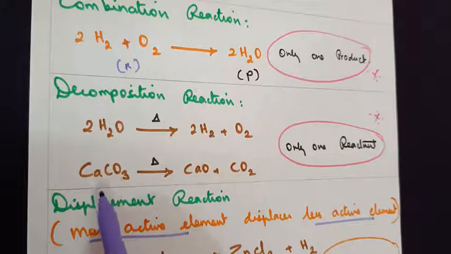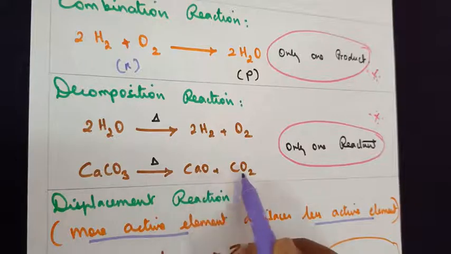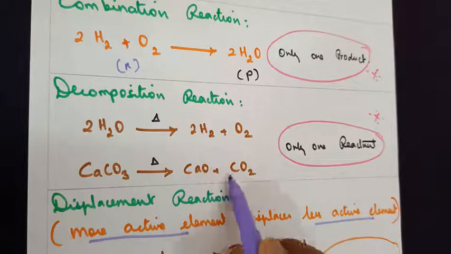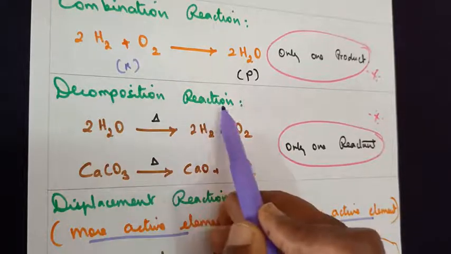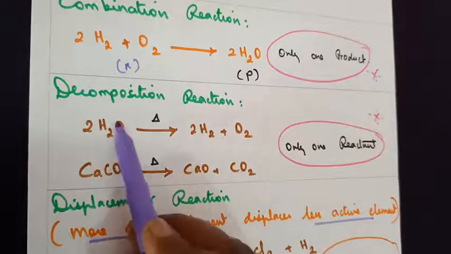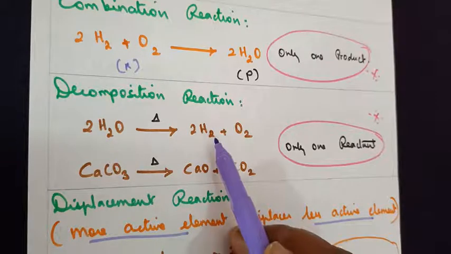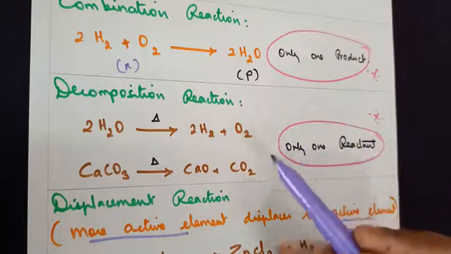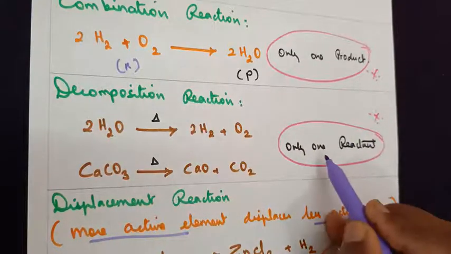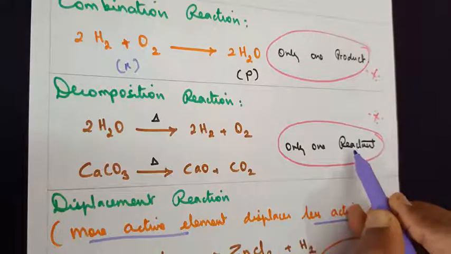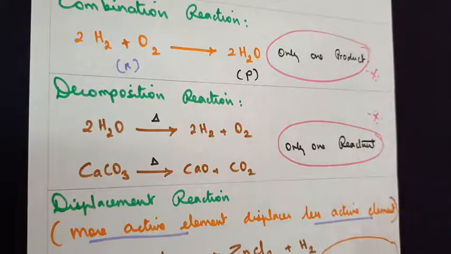Let's look at one more example, calcium carbonate. Here again, when we heat, I get two different products, calcium oxide and carbon dioxide. So that's the meaning of decomposition reaction. On the reactant side, we will have only one type. But on the product side, we can have two or more types of products. That's the meaning of decomposition reaction. The keyword here is only one reactant. Please understand the words product and reactant.